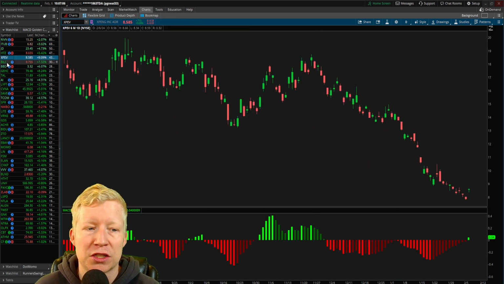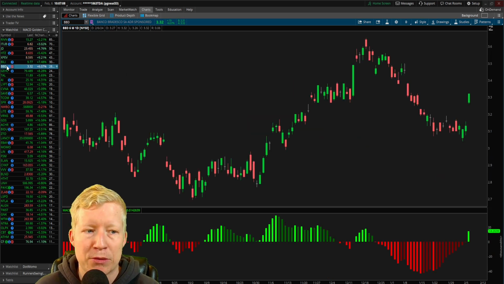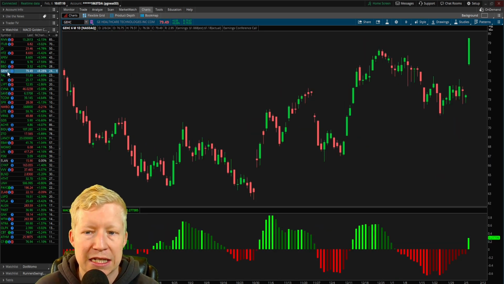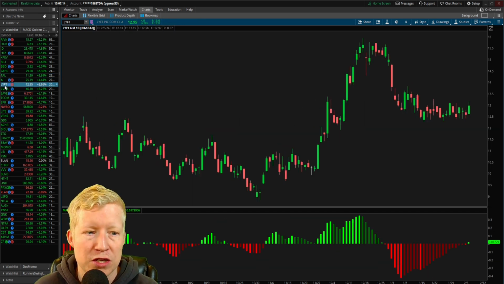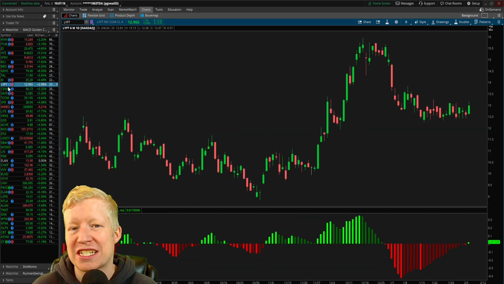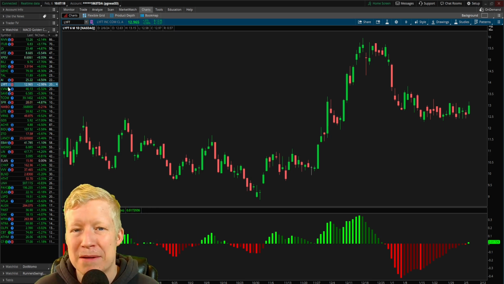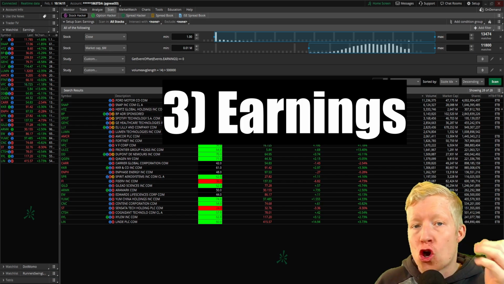But if we just continue clicking through, you can see some more examples. A lot of these are really downtrendy stocks, so maybe ones you want to avoid a little bit more. But some of these look nice too. Some MACD Golden Cross. This is important scanner number 4. Scanner number 3 is an earnings scanner.